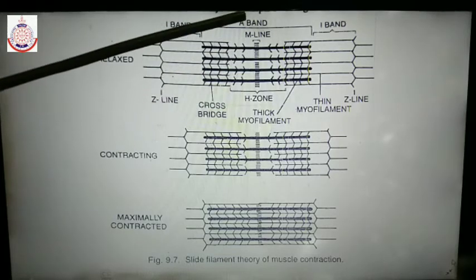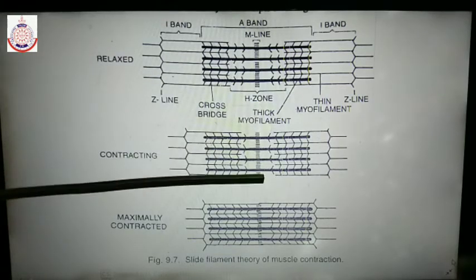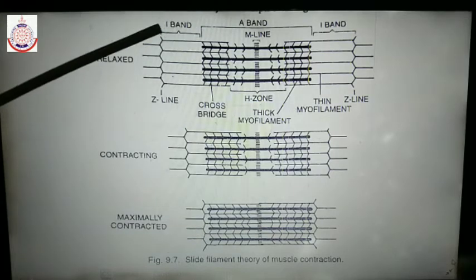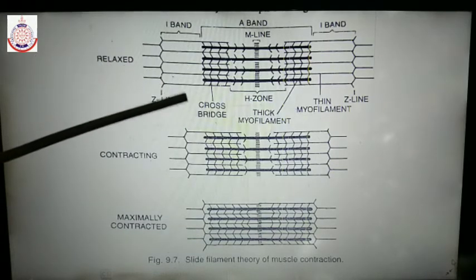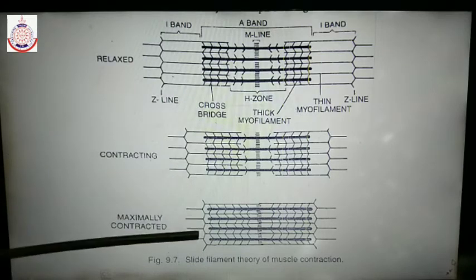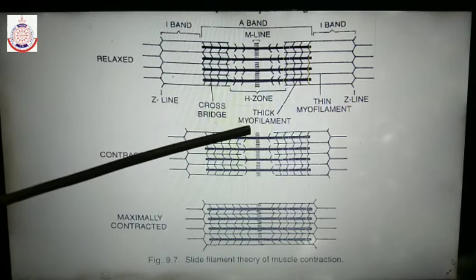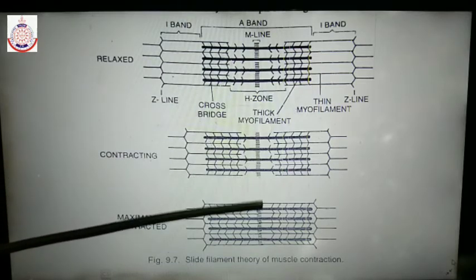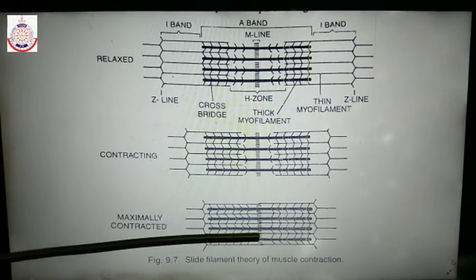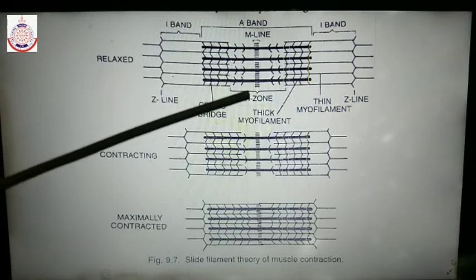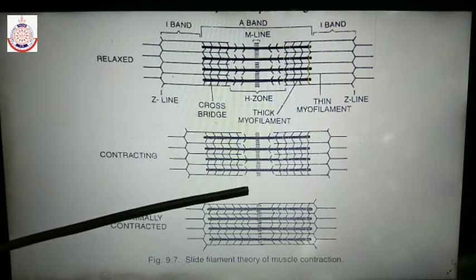Whereas the A band retains its length. During contraction of muscle, only the size of the I band decreases, and you can notice in the diagram that the size of the A band remains the same. So the A band retains its length during the contraction of muscle.